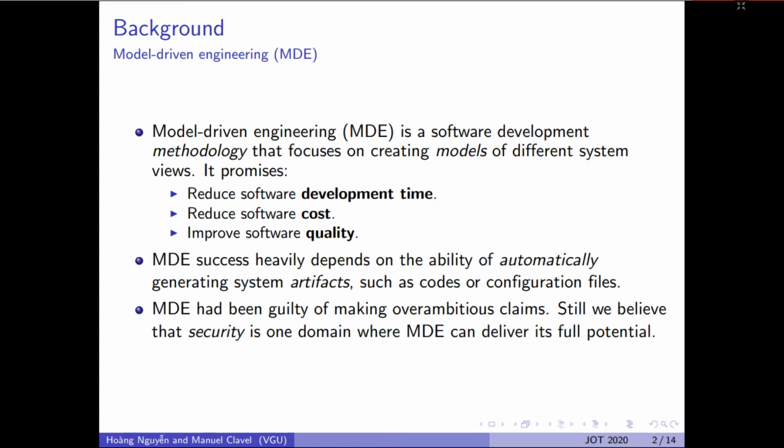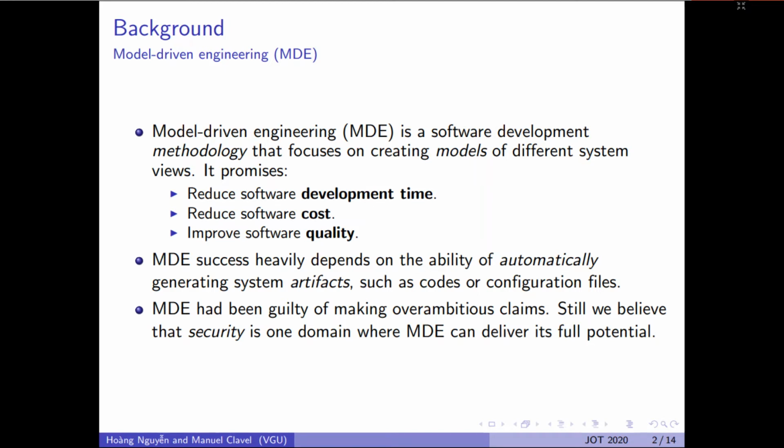So, model-driven engineering is a software development approach that focuses on creating models of different system views from which artifacts are automatically generated, like code or configuration data. In other words, model-driven engineering switches the attention from writing code manually to designing models in order to reduce the work of the software developers and to increase the quality of the software being made.